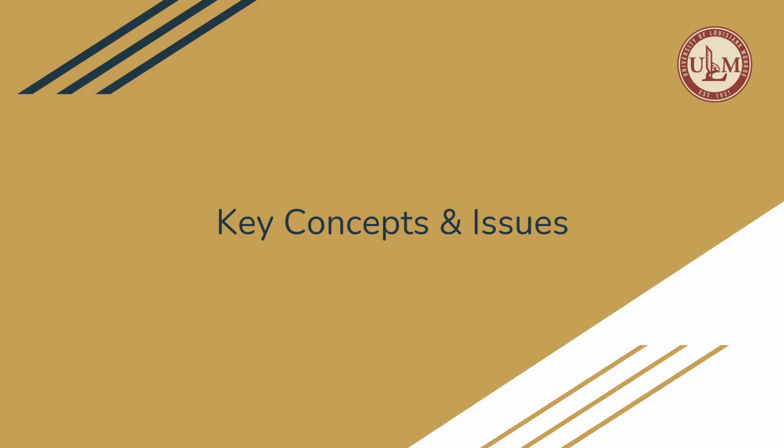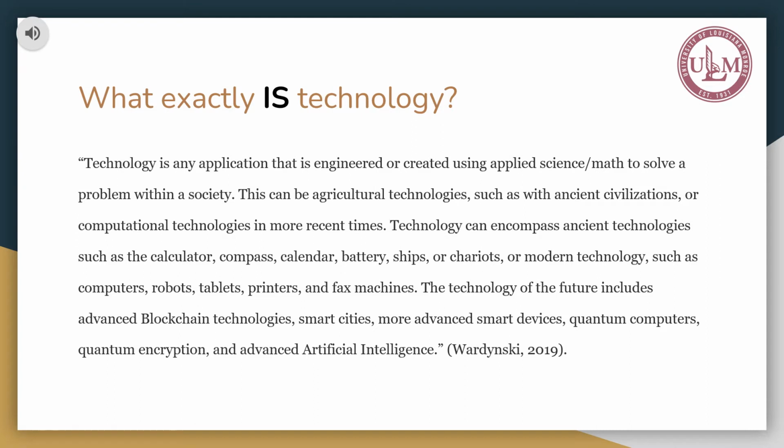Now we will discuss some of the key concepts and issues. What exactly is technology? This quote by Wardinsky sums up the scale and the scope of this complex concept. Technology is any application that is engineered or created using applied science and math to solve a problem within a society. This can be agricultural technologies, such as with ancient civilizations, or computational technologies in more recent times.